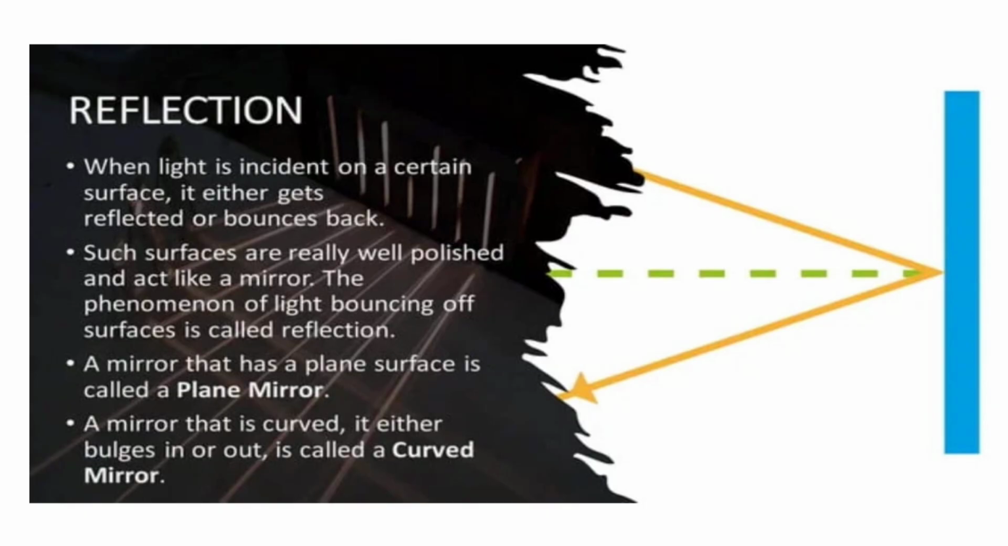Now we will discuss a phenomenon related to light, that is reflection. When light is incident on a certain surface, it either gets reflected or bounces back. Such surfaces are really well polished and act like a mirror. The phenomenon of light bouncing off surfaces is called reflection. A mirror that has a plane surface is called a plane mirror. A mirror that is curved, it either bulges in or out, is called a curved mirror.